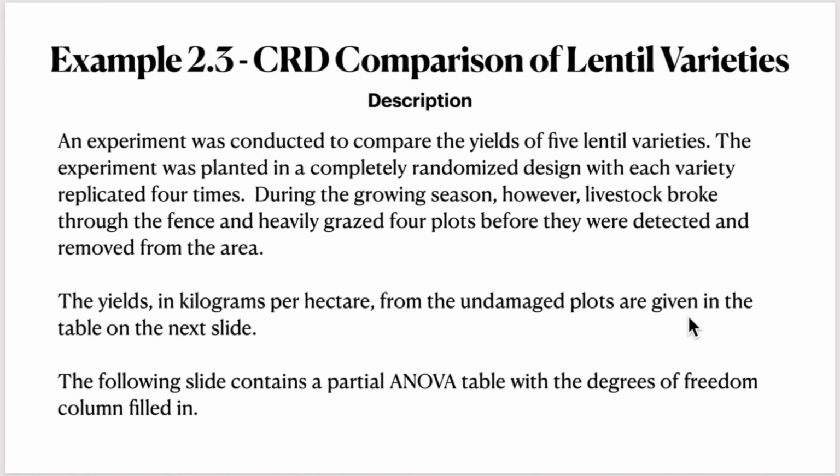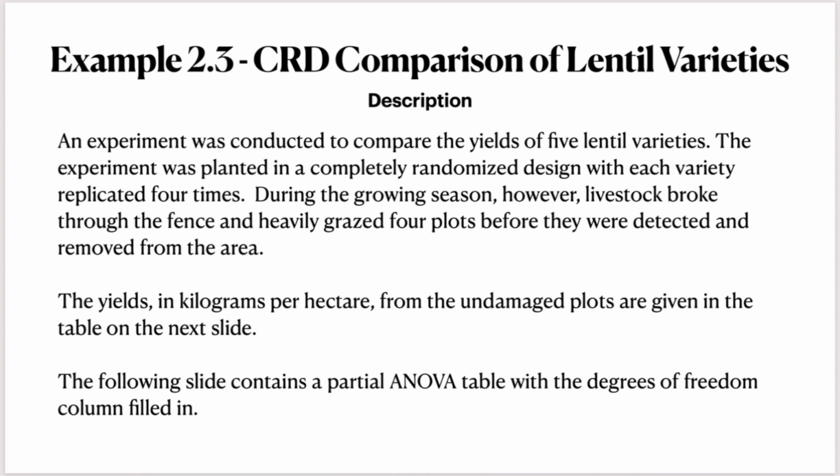During the growing season, however, livestock broke through a fence and heavily grazed 4 plots before they were detected and removed from the area. Now the yield in kilograms per hectare from the undamaged plots are given in the table on the next slide. The following slide contains a partial ANOVA table with the degrees of freedom filled in. Okay, so the slide with the partial ANOVA table is 2 slides forward.